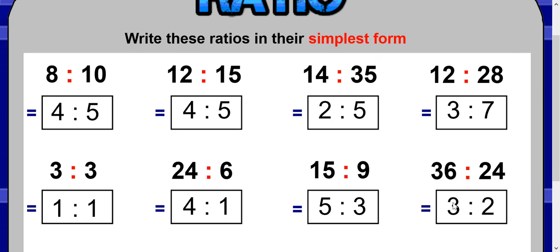However, if you halve the numbers first, and you notice they're both in the 2 times table, if you halve this number, you would get 18, and then you would get 12, and then you could keep going to get as low as 3/2, or 3 to 2.